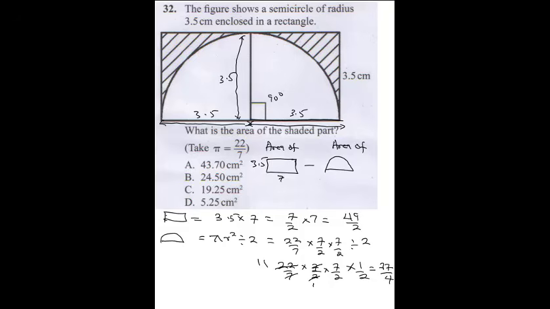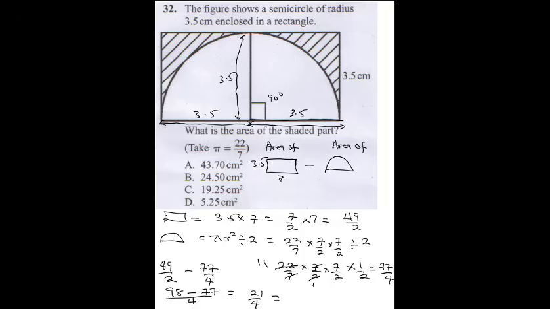So recall we said area of this minus area of this. So this is the area of our semicircle and this is the area of our rectangle. So it's going to be 49 over 2 minus 77 over 4. You draw your LCM. This is 4. This is going to give us 4 into 2 is 2. 2 times 49, it's 98 minus 77. Now when you subtract this, you're going to get 21 over 4.